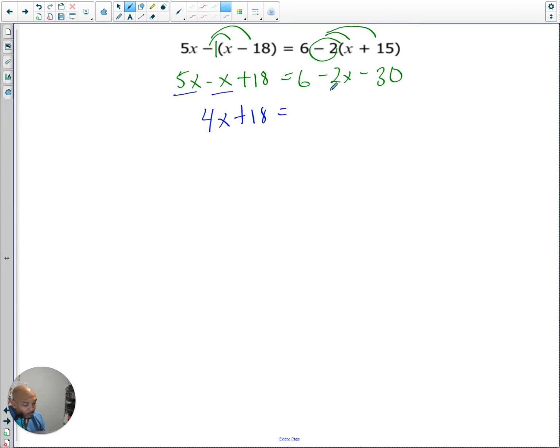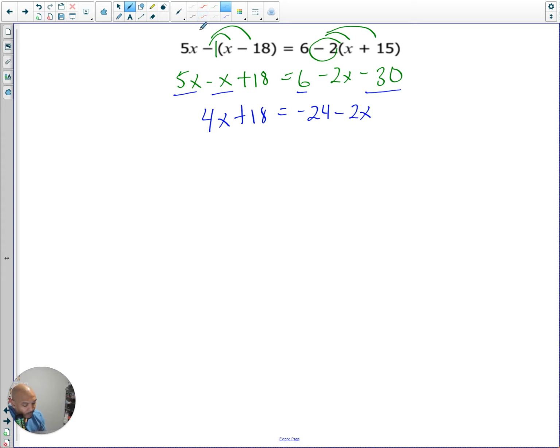Now over here, we have no more x's to combine with, but we do have constants. 6 and negative 30. All right, 6 minus 30 is negative 24. We can't combine this x with anything or this negative 2x, so we're just going to bring it down. Don't forget that minus in front of it, that negative 2x.